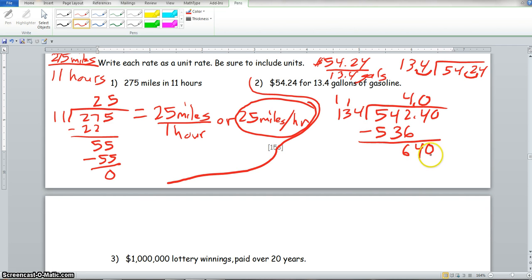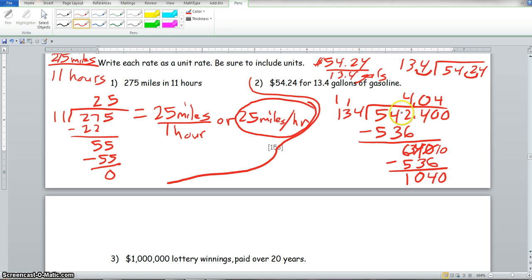134 goes into 640. It's still 4 times. 4 times 134, we know is 536. And we subtract. We know 6, we cannot subtract 6 from 0, so we borrow 1 from the 4. That'll be 3. The 0 becomes 10. 10 minus 6 is 4. 3 minus 3 is 0. And 6 minus 5 is 1. So we will add 0 here.